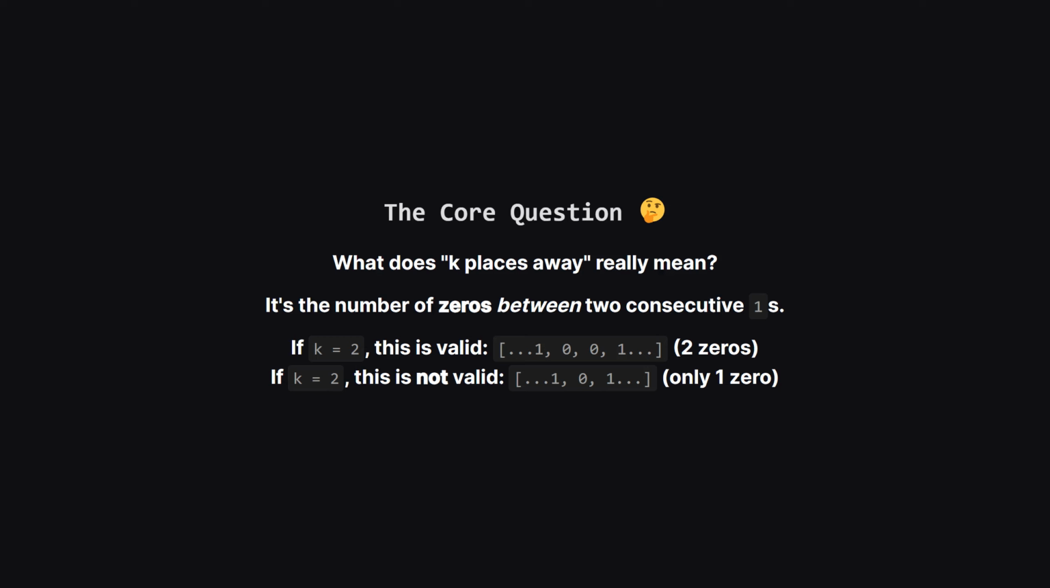Let's first make sure we're on the same page about k places away. This simply means the count of zeros that are sandwiched between two 1's. So if k is 2, we need to find at least 2 zeros between any pair of 1's for the condition to hold. A single 0 wouldn't be enough.